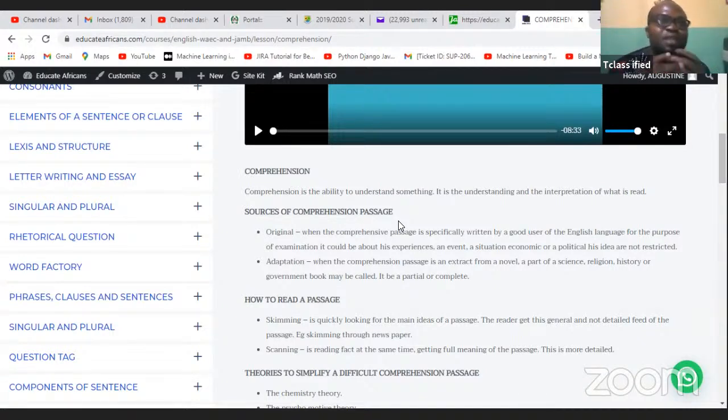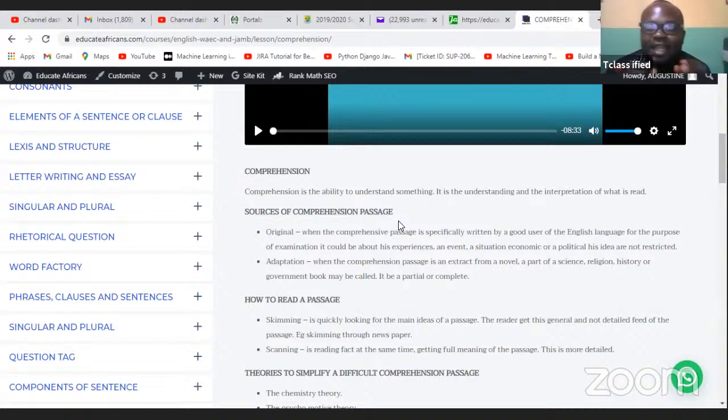So you can simply write the comprehension passage by looking at what is happening in the environment, looking at the political situation of Nigeria. All of us know that Nigeria has a very terrible security structure currently. The security of Nigeria is just nothing to write home about. So you can just start writing about the security, the kidnappings, and everything that is happening. That is your original comprehension. Now, the second one is adaptation.